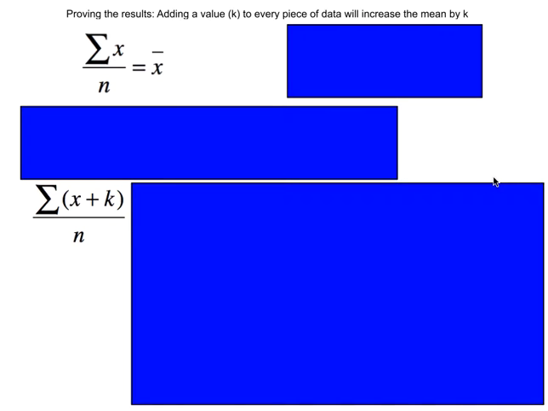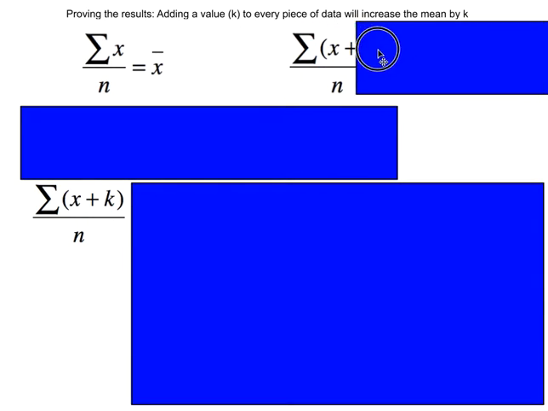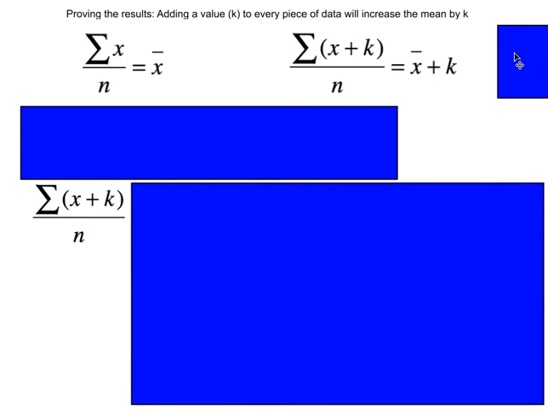Here I'm just going to prove those results that we saw previously in the previous video for linear coding. So we'll start with the first result, which is: if I add a value, k, let's say, to every single piece of data, every single x value in the data set, then what effect is that going to have on my mean? And we decided that that was going to add the same value of k onto the mean. So let's now try and prove that.